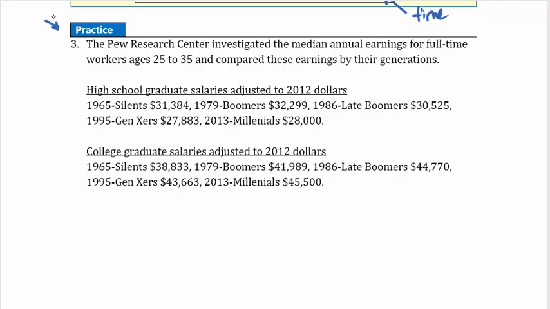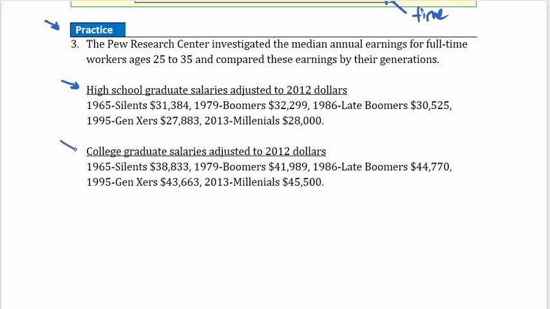The Pew Research Center investigated the median annual earnings for full-time workers aged 25 to 35 and compared these earnings by generation. And so we've got 2 sets of data they've given us here. One is high school graduate salaries, and notice here they've adjusted all of these salaries to 2012 dollars. So if we look at the money in 1965, these people were not really making $31,000 a year in salary, but we've adjusted this number so that it's in 2012 dollars.